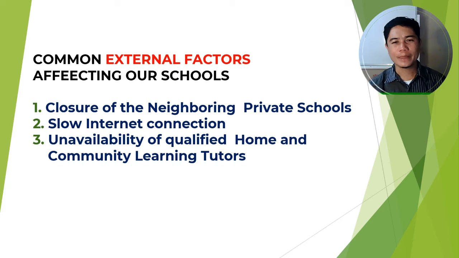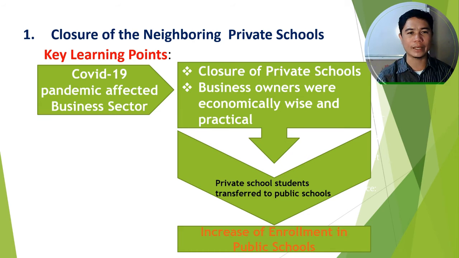To continue, that is true, Sir Rogelio, that these external factors are really common in our schools, which happened during the surge of the pandemic, and they greatly affect the teaching-learning delivery among the learners and even the teachers. One of these factors is the closure of the neighboring private schools. The second is the slow internet connection, and the last one is the unavailability of qualified home and community learning tutors. So I would like to share also my insights for each factor.